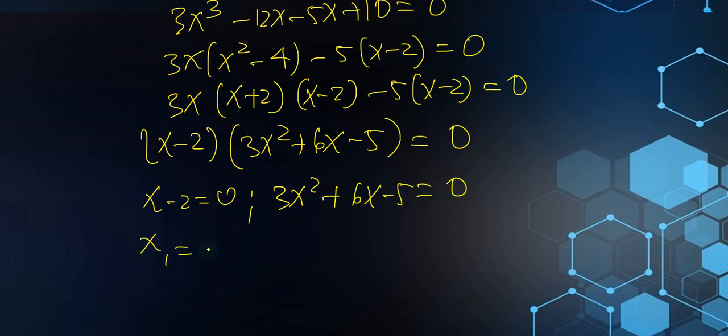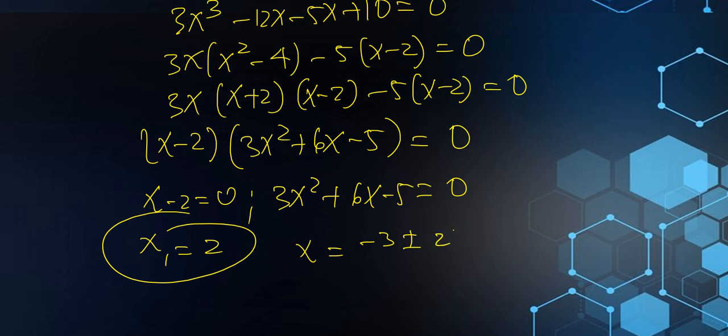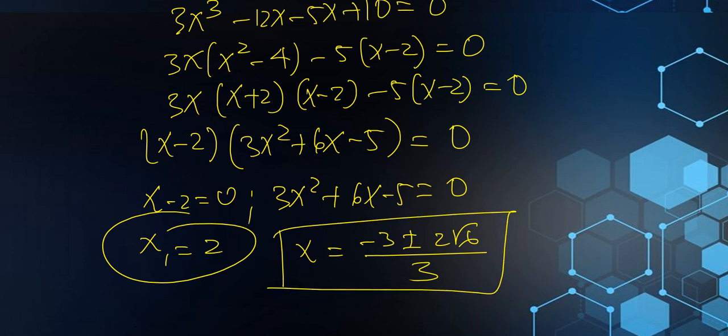So x1 is equal to 2. And here, solving this one, I'm just going to put the solutions here because the video is going to get too long. But this is a quadratic equation. You can use whatever method you want to solve it. So I just solved it, and I get minus 3 plus or minus 2 square root of 6, divided by 3. Okay, so that's it, guys.